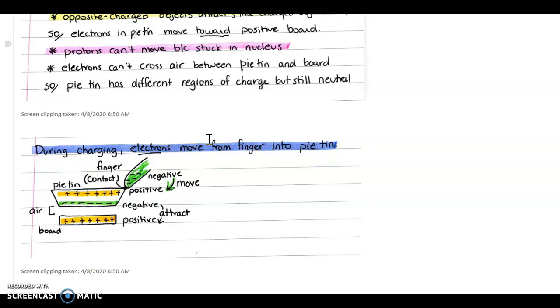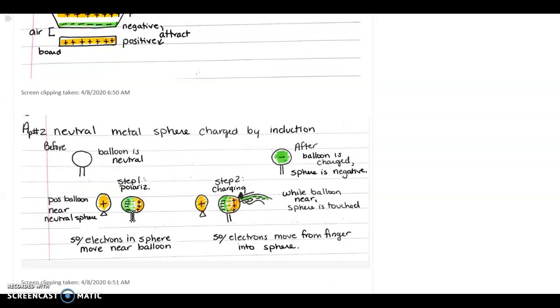Then during the charging part, when the electrons move from the finger into the pie tin, they're attracted by the positive part of the pie tin. And therefore those move because there is contact. We just have attraction between the board and the pie tin because there is air. There's no actual movement of electrons from one object to the other.